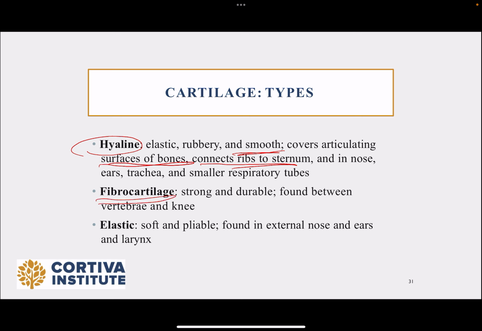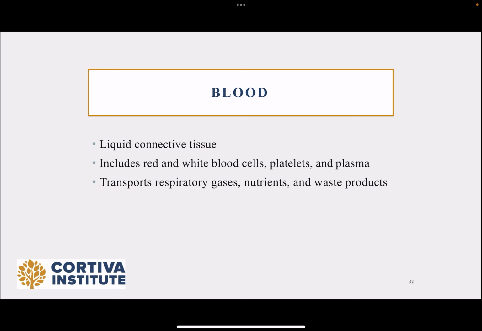We have fibrocartilage, which is a strong and durable type of cartilage. This is going to be found in the vertebrae and the knee. We have elastic cartilage, which is soft and pliable, so I can move it around, right, which is going to be more so in the external nose and the ears, as well as the larynx.